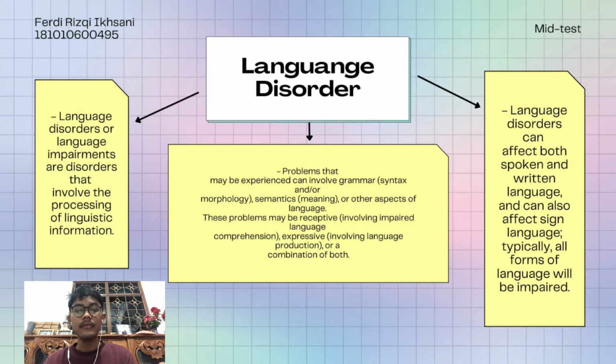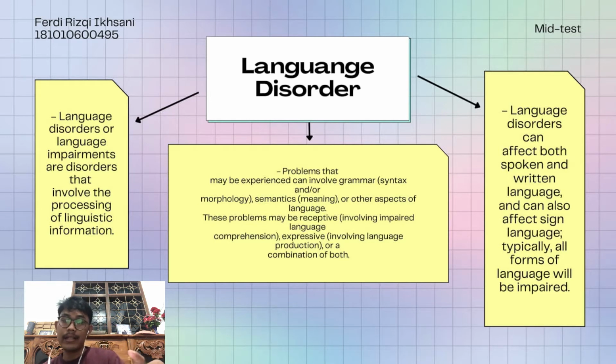language. Now, what are the risk factors for language disorder? I want to explain. Language disorder often runs in families. A child is more likely to have language disorder if they have a parent or sibling who also has it.